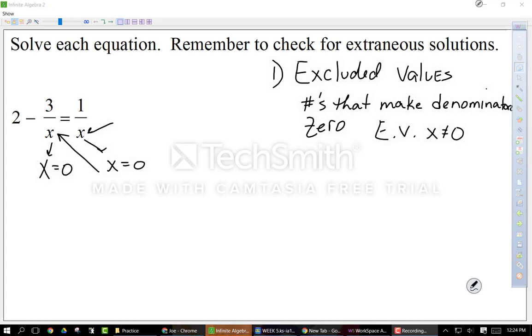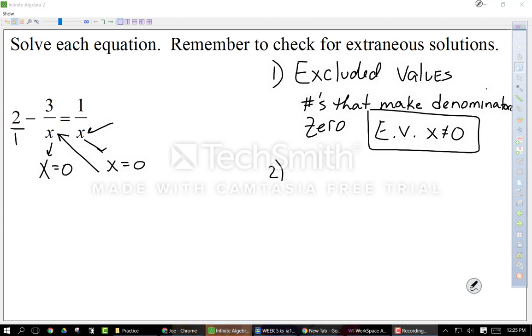Now, technically I have a 1 underneath my 2. I can't turn that denominator into anything because it doesn't have a variable. If it has a variable, then I need to find the value. If there's no variable in the denominator, then I don't have to worry about it. So that's the first part, find excluded values. We did that. The excluded value here was 0.